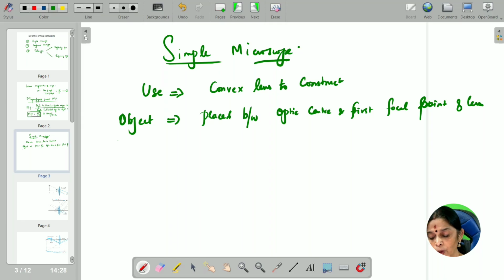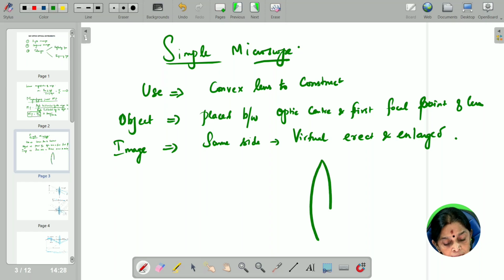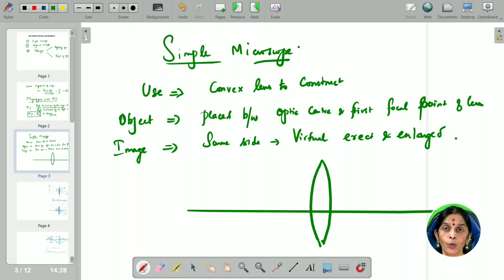Now, where is the image obtained? The image is obtained on the same side, and it is a virtual, erect and enlarged image. Virtual, erect and enlarged image. So, let us see the diagram. I am going to draw the diagram. Here, this is a convex lens. Let me draw a simple diagram and show you how to draw it, and then you can compare with the textbook diagram.